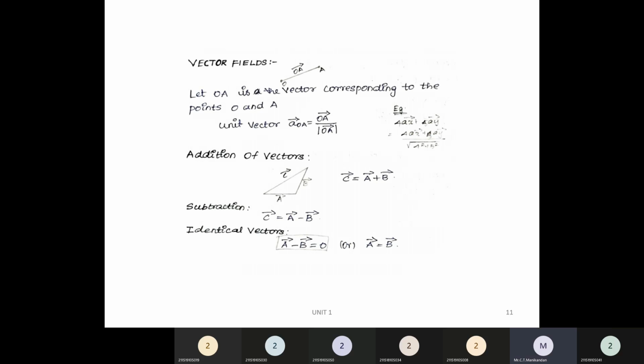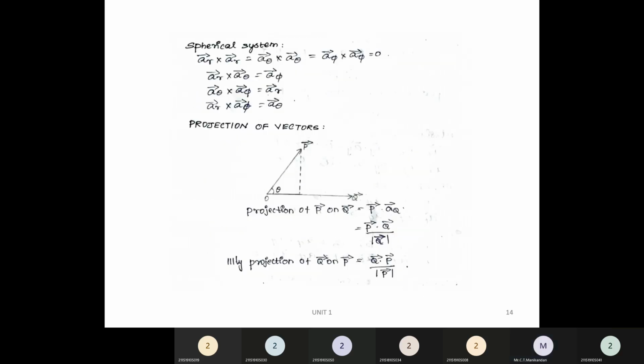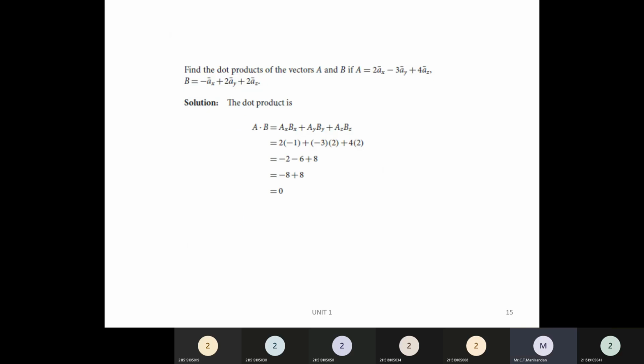So these are all the basic things you might have come across in vector calculus. I don't want to discuss these points more. Straight away we can go for the projection of vectors and the problems along with it. About the basic dot product of vectors: I have given A vector and B vector. If you want to find the dot product, we straightly multiply the coefficients: 2 into minus 1, plus minus 3 into 2, plus 4 into 2. That you will be getting as the dot product there.